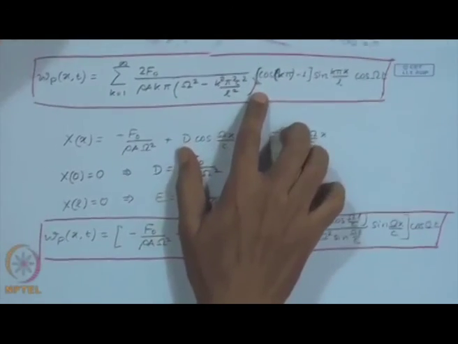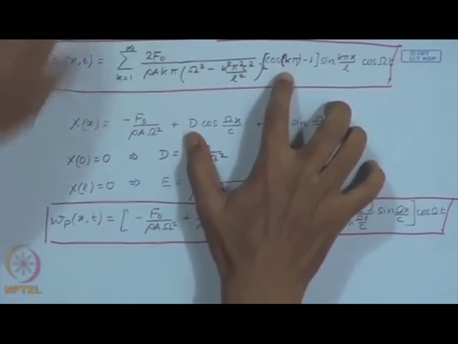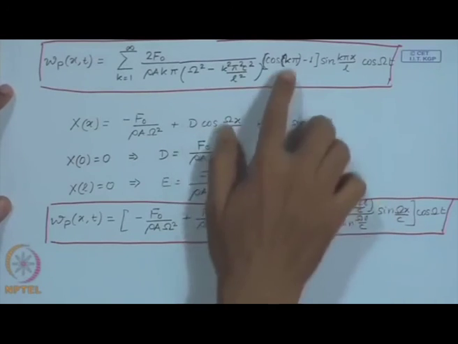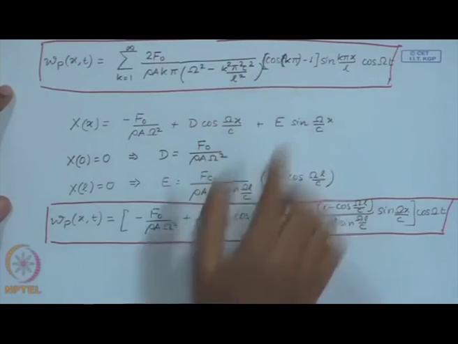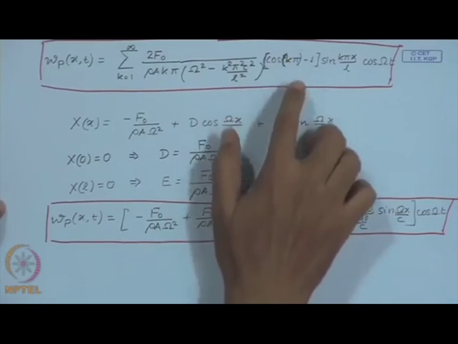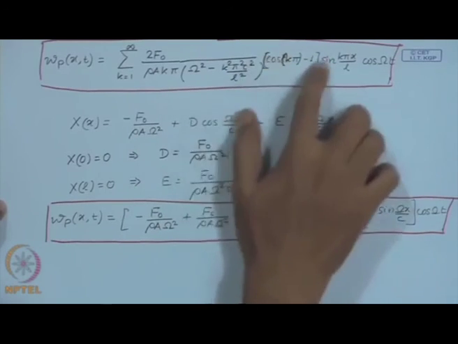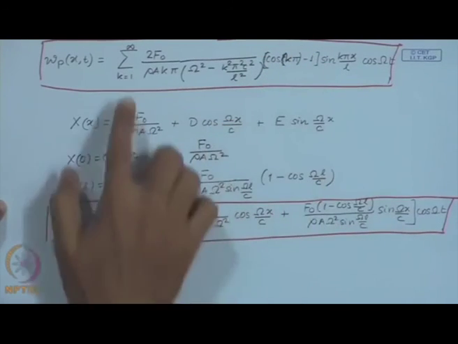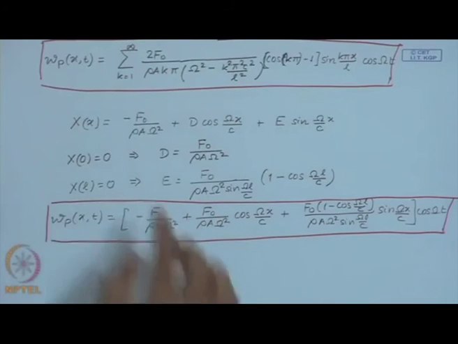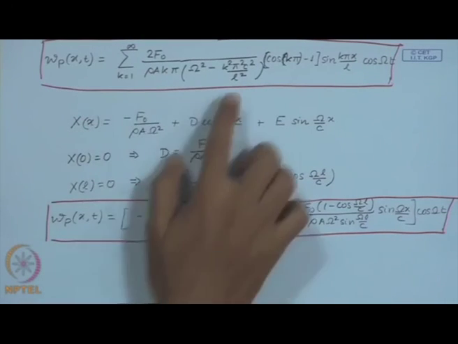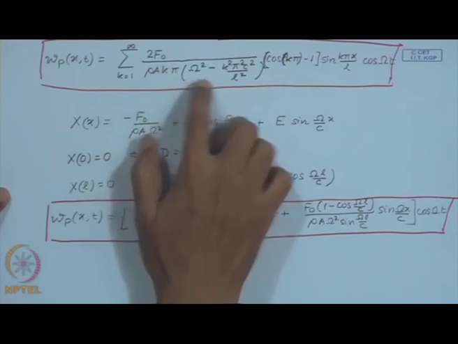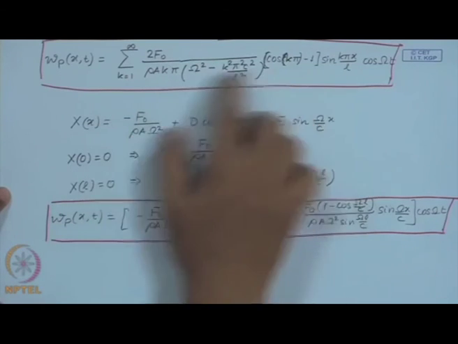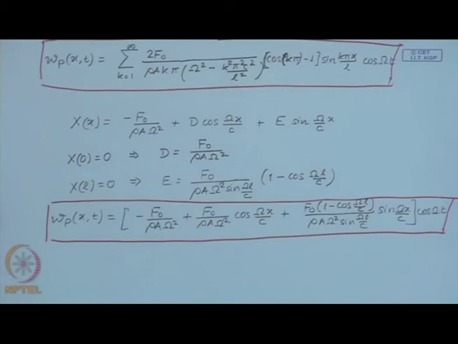Now, here one thing to note is you have this cos k pi minus 1. So, for even values of k, this bracketed term is going to go to 0. So, therefore, you will have only odd k, so only for k odd you will have non-zero coefficients.